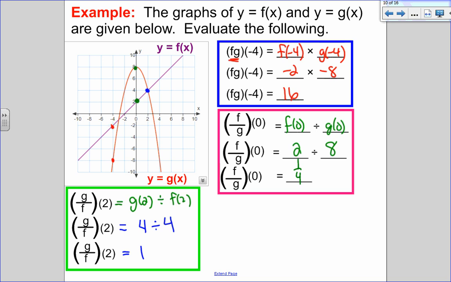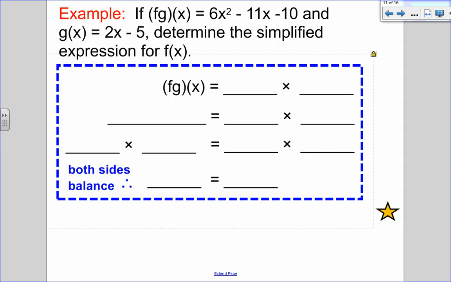Okay, so I just want to end with two more examples, one for multiplying, one for dividing, where we have the function without a graph and without specific number values. So let's look at this. We have fg at x equals a quadratic. g of x is a linear. I want to determine an expression for f of x.